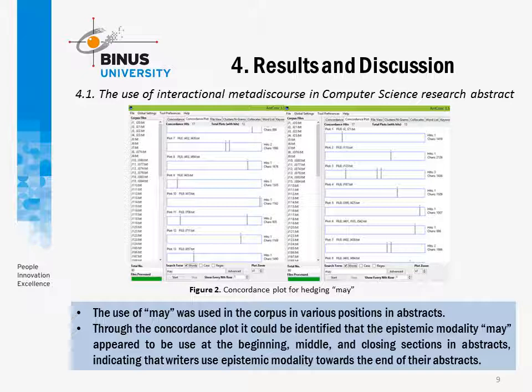In this result, it was presented that "may" was used in the corpus in various positions in abstracts. Through the concordance plot, it could be identified that the epistemic modality "may" appeared at the beginning, middle, and also at the closing sections in abstracts. This indicated that writers use epistemic modality throughout the abstracts. The implication of this finding was that interaction between readers and authors was made by using epistemic modality throughout the abstract.